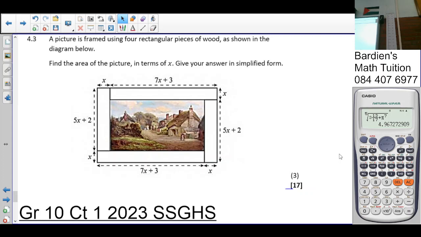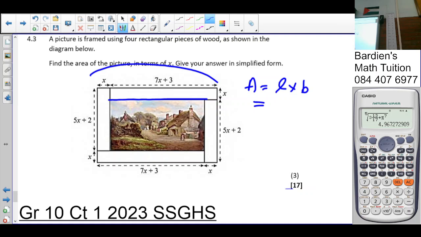A picture frame is made using 4 rectangular pieces of wood, as shown in the diagram below. Find the area of the picture in terms of x. So how do you calculate the area of a rectangle? Length times breadth. Now the length of the picture is from there to there, not so? You all agree with that, people? So now we say, okay, hang on. This whole length here is 8x plus 3.